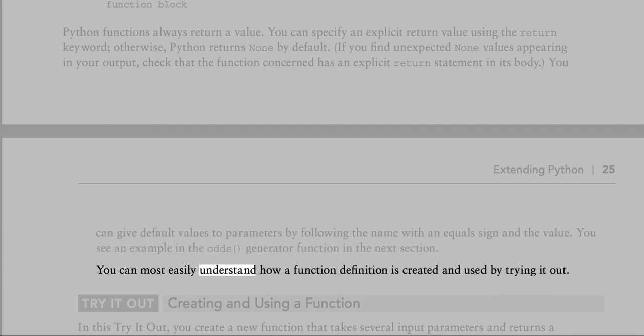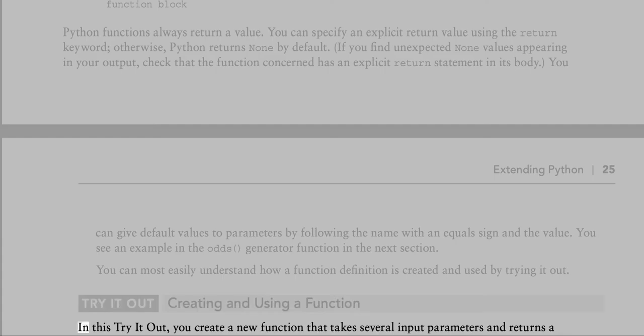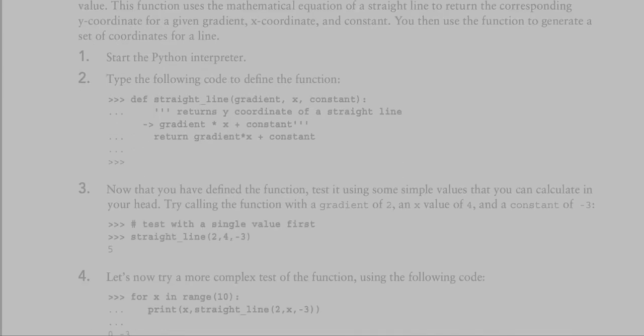You can most easily understand how a function definition is created and used by trying it out. Try it out: creating and using a function. In this Try It Out, you create a new function that takes several input parameters and returns a value. This function uses the mathematical equation of a straight line to return the corresponding y-coordinate for a given gradient, x-coordinate, and constant. You then use the function to generate a set of coordinates for a line.